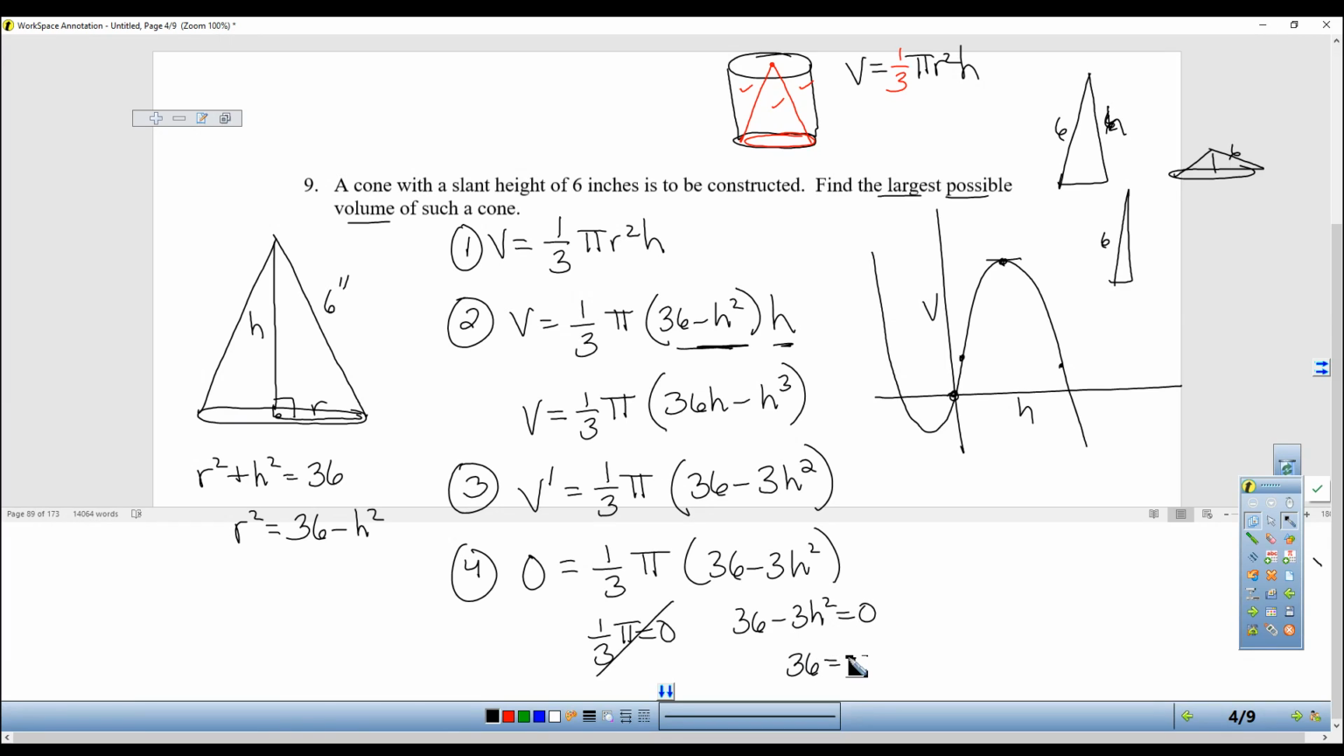So 36 is equal to 3h squared, and h squared is equal to 12. H is equal to plus or minus the square root of 12, which if you break it down into parts you can do and parts you can't, is 2 square roots of 3. I'm going to eliminate the negative. It's not necessary because we're referring to a height. Find the largest possible volume.